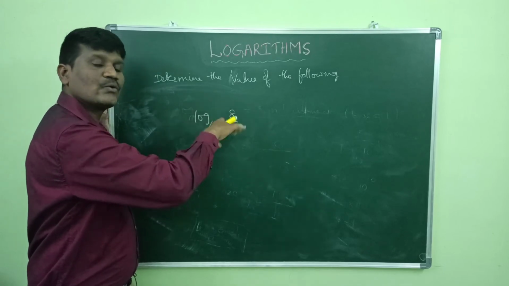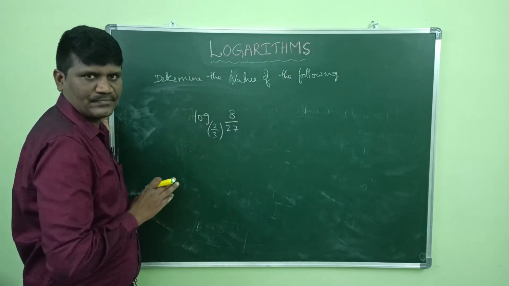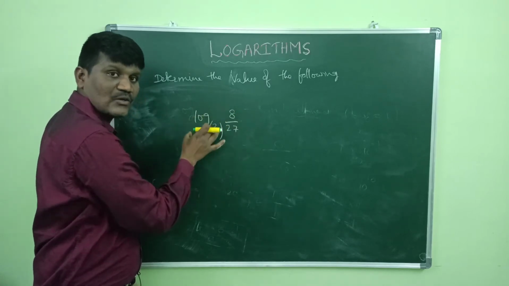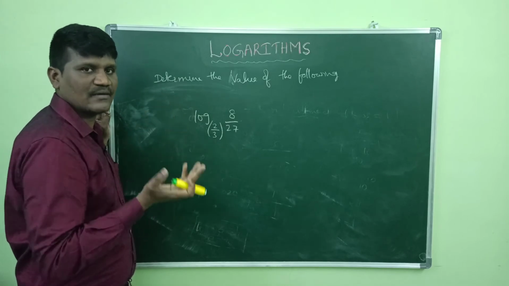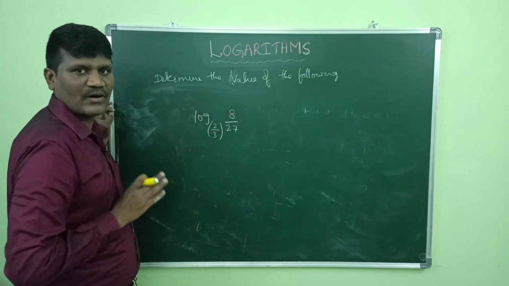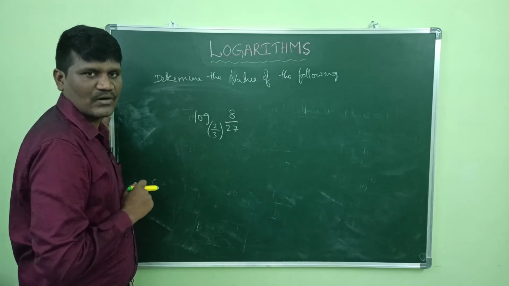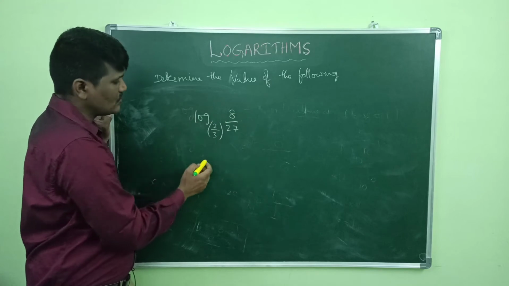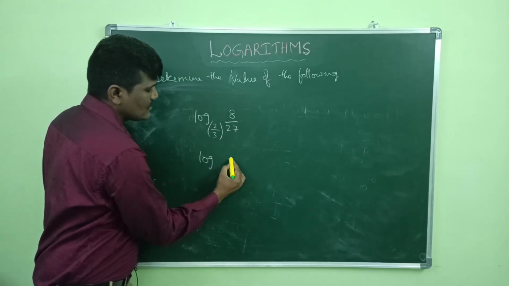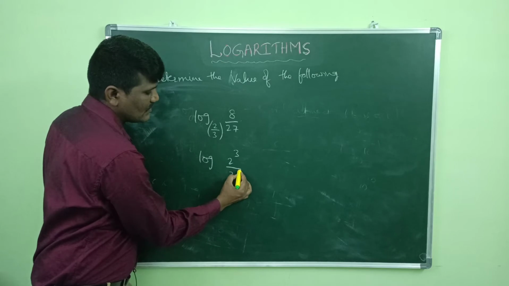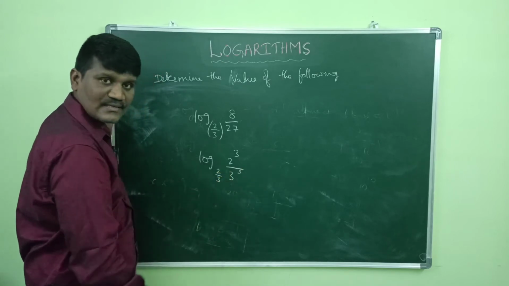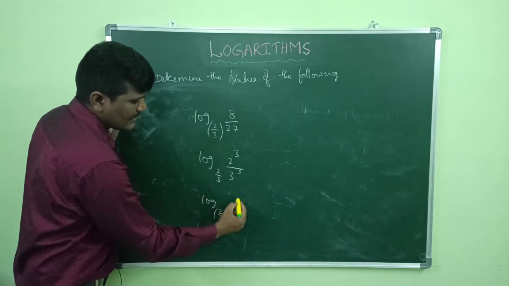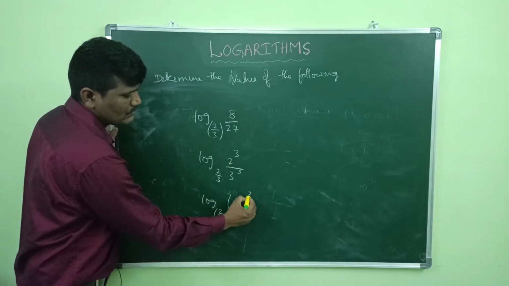If not the same, you convert to exponential form. This is a simple thing you remember. If the base value and the log value can both become the same, then use the log a to the base a formula. Otherwise, use the exponential form. In this case, 8 by 27: if you observe this, 8 is 2 cube and 27 is 3 cube. 2 by 3 is the base, so log to the base 2 by 3 of this I can write as 2 by 3 whole cube.